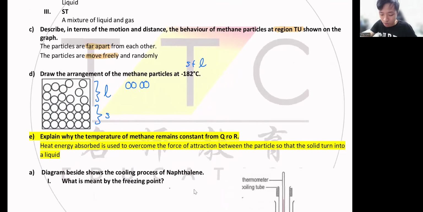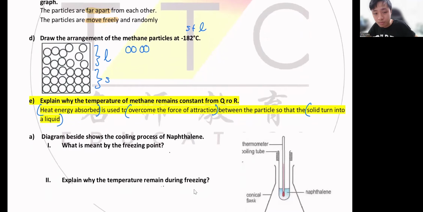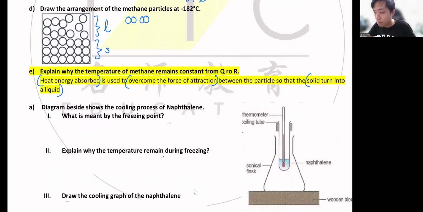Okay. So explain why the temperature of methane remains constant from Q to R. This one, they like to ask you to explain. So the keyword here: heat energy absorbed is used to overcome the forces of attraction, so the solid can turn into liquid. Then the diagram, this one you answer it.